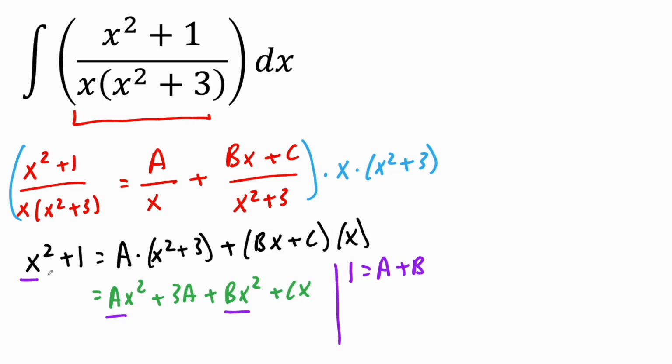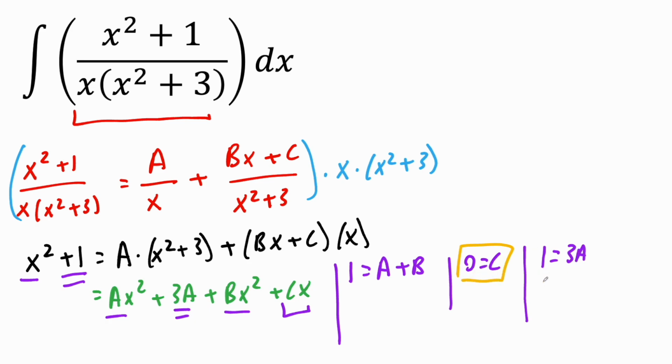Now, do I have an x? No, I don't have an x on this side, so I'm going to say 0 is equal to, this is the only piece with an x, so 0 is equal to C. Then we're going to do the constant. We do have a constant of 1, so 1 is equal to 3A. That's our only constant, so 3A. So we know 0 is equal to C. We know that. We can easily solve for A.